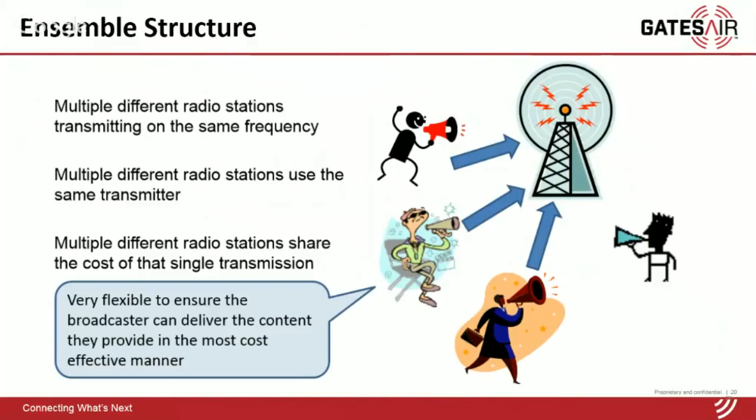So, talk about how it goes together a little bit. It's based around the ensemble structure, which allows multiple different radio stations to transmit on the same frequency, multiple different radio stations to use the same transmitter or different transmitters, because this is very well suited to single frequency networking as well. All of the right hooks are in the system to do single frequency networking, and multiple radio stations can then share the cost of these transmission systems. So it's really flexible, and it lets them deliver the content much more efficiently than single channel broadcast.